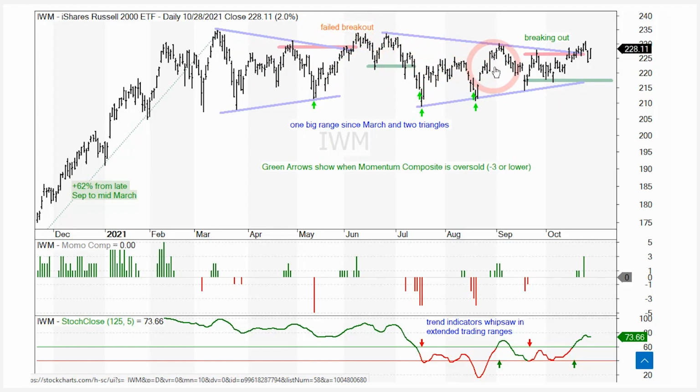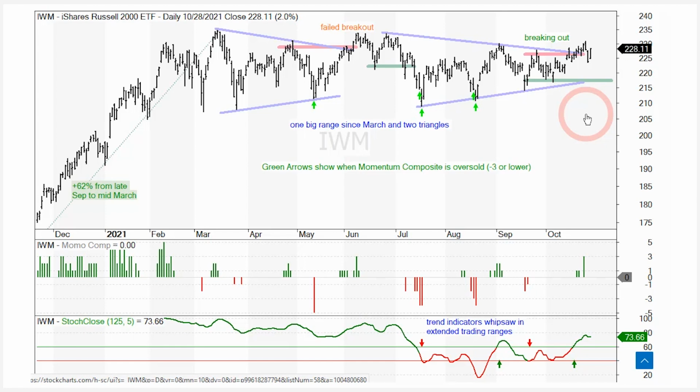And then another triangle formed, and we had another breakout. And I think this dip here was a bit of noise because I still thought the cup was half full. In other words, we're in a bull market. The market regime is bullish, which we track here at trendinvestorpro.com.